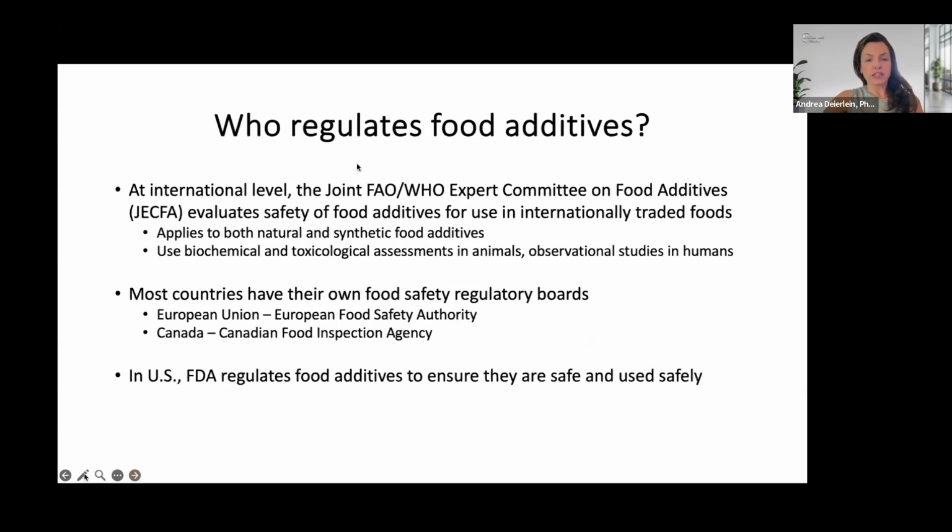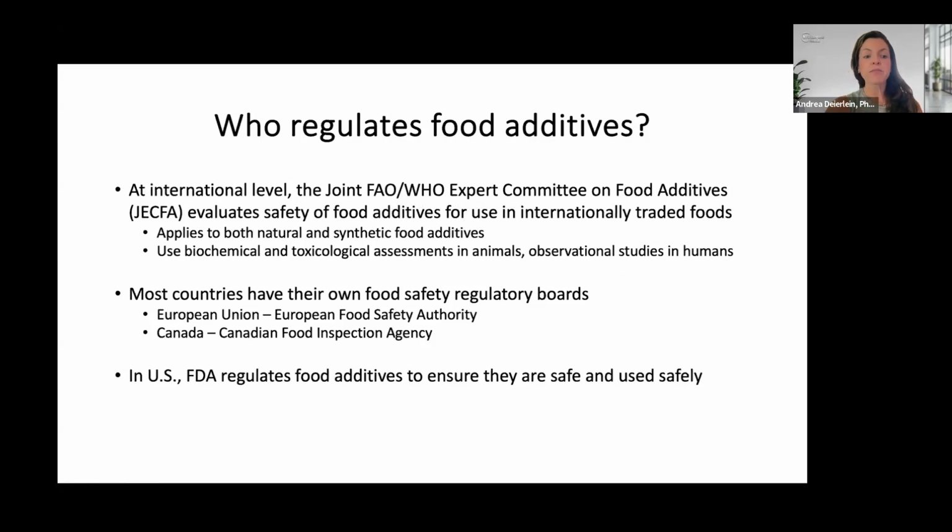So who regulates food additives? At the international level, the Joint Food and Agriculture Organization of the UN, as well as the World Health Organization, has an expert committee on food additives. They evaluate the safety of food additives for internationally traded foods. This applies to both natural and synthetic food additives, and similarly to other risk assessment processes, they look at biochemical and toxicological assessments in animals, as well as evidence from observational studies in humans.